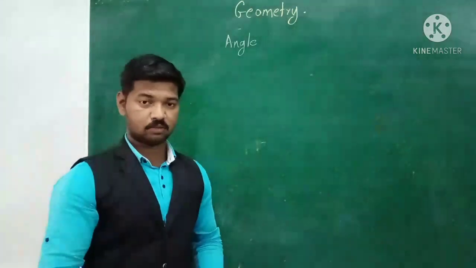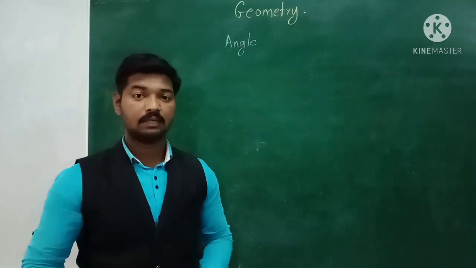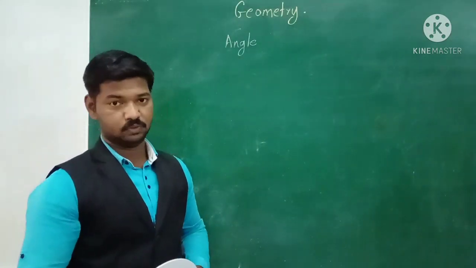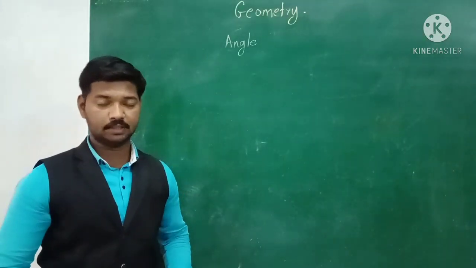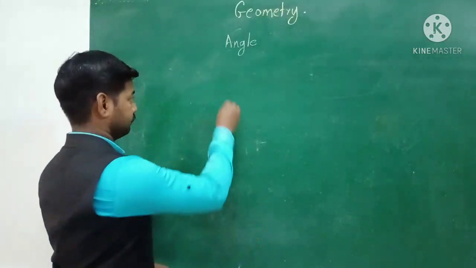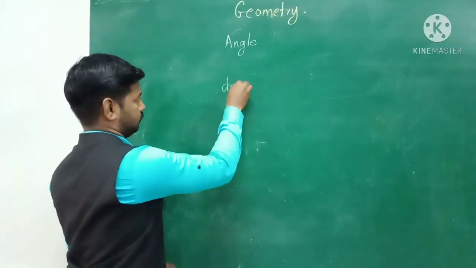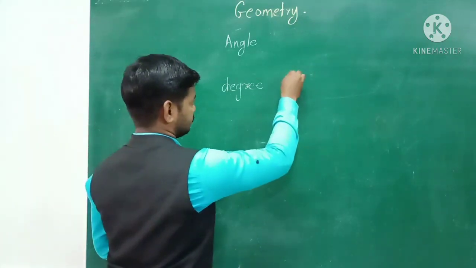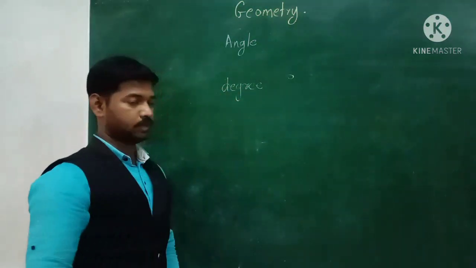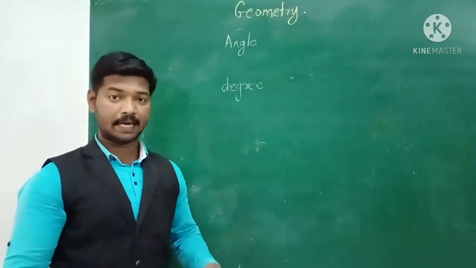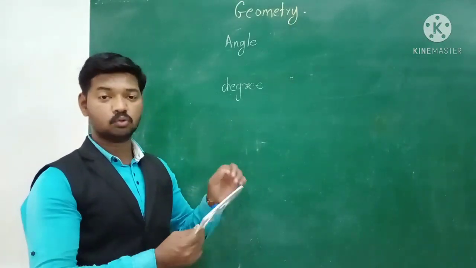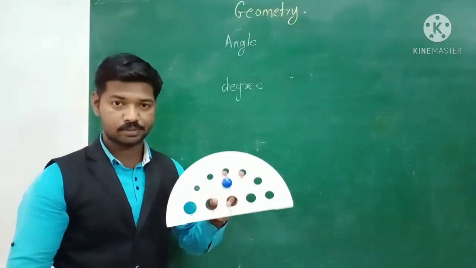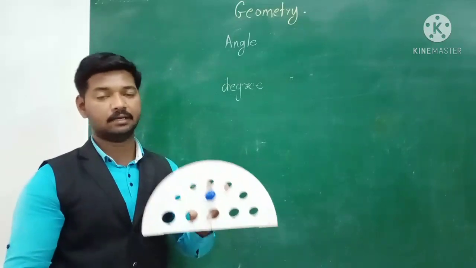So now next we are going to see about measuring the angle. Like other units, there is a unit for measuring angles. The standard unit of measuring the angle is the degree, and it is denoted by a symbol. For measuring the angle, we use the protractor. It is there in your geometry box. It is known as a protractor, and it is useful to measure the angle.